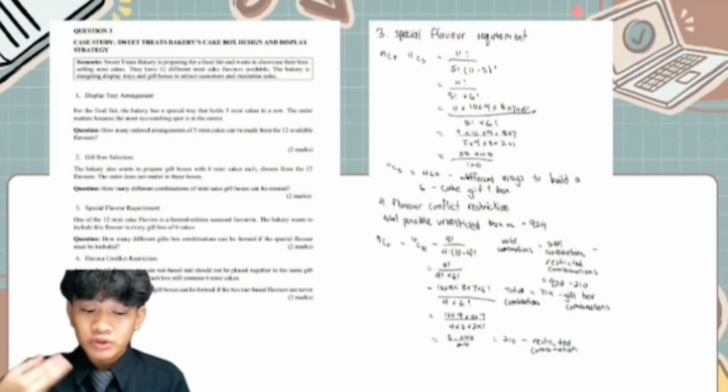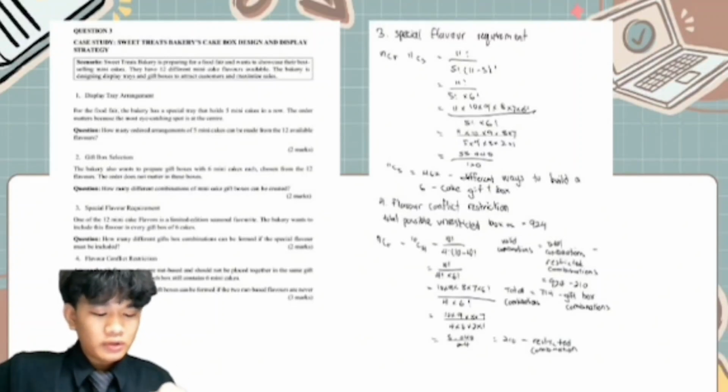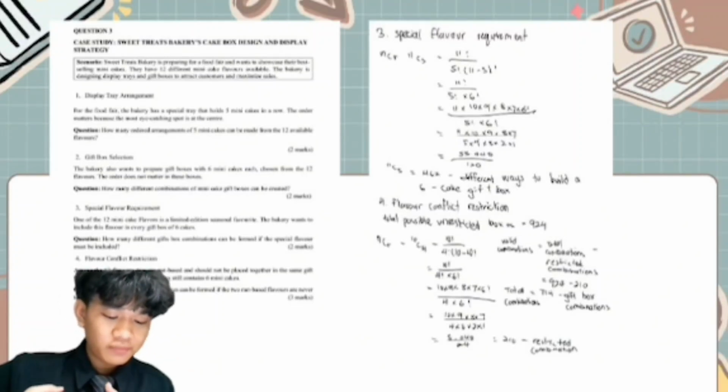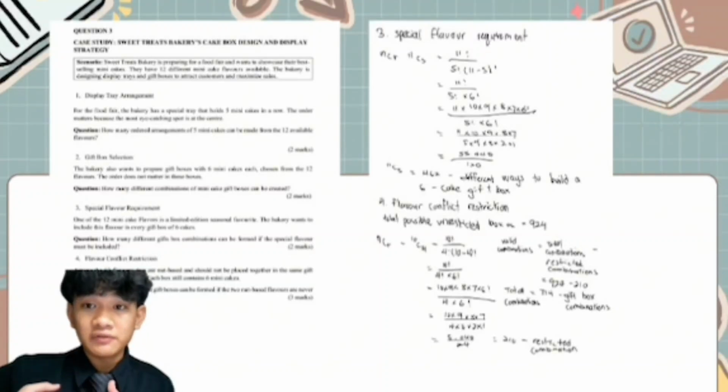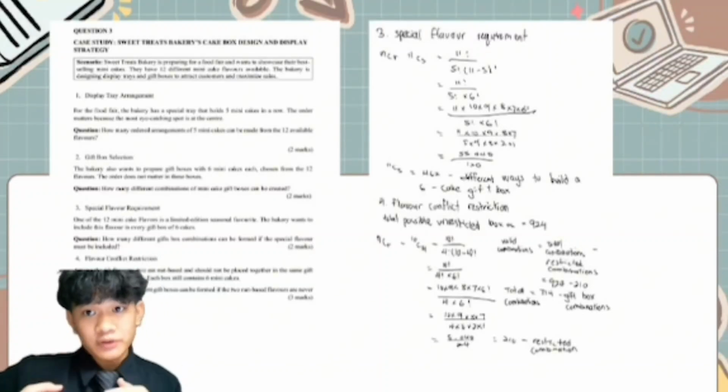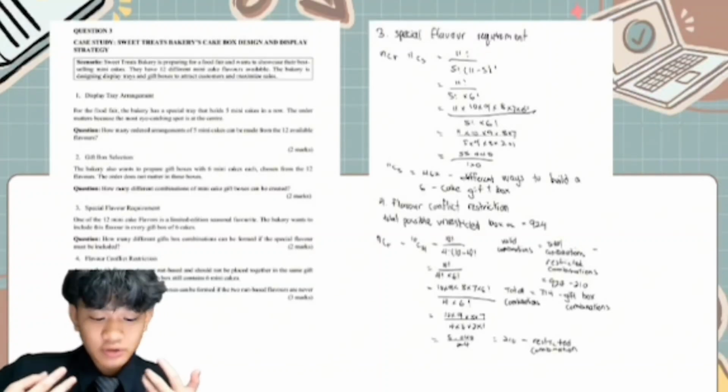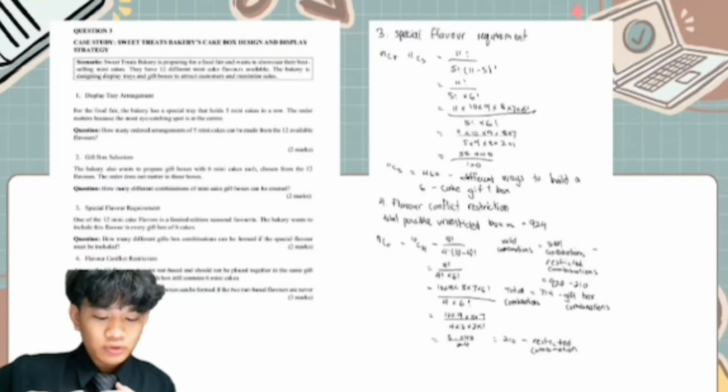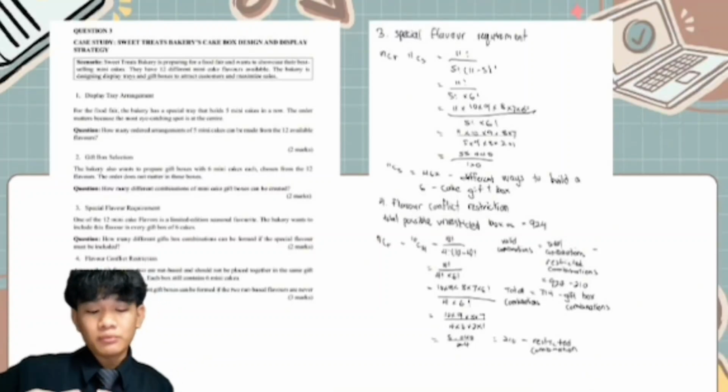For question 4, the question wants us to find how many different gift boxes can be formed if the two nut-based flavors are never together in the same box. Based on our calculation, the total of gift box combinations is 714. How do we get this?